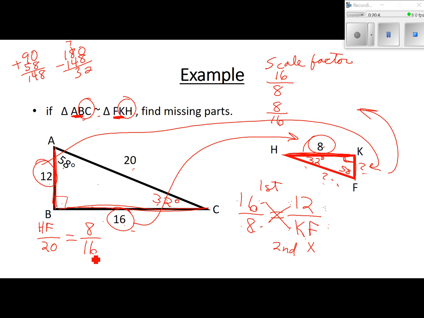Now where the scale factor comes in at is if you wanted to reduce this down, 8 over 16 reduced to 1/2, then we could reduce this and we could have HF over 20 equals, instead of 8 over 16, we could reduce it to 1/2, and then that makes our cross multiplying easier. So if you wanted to reduce it down to the scale factor, you could, and then use that.